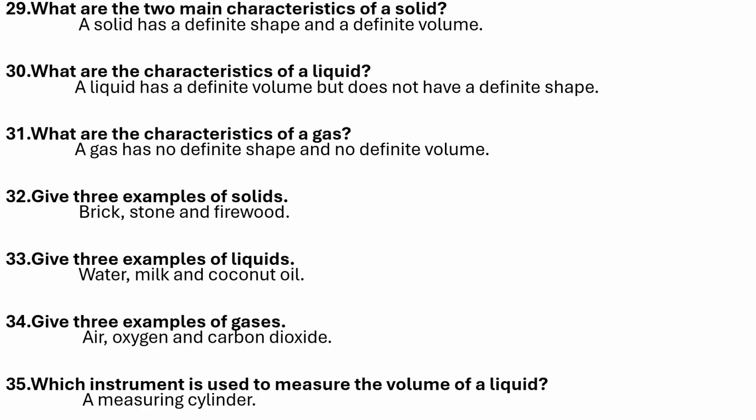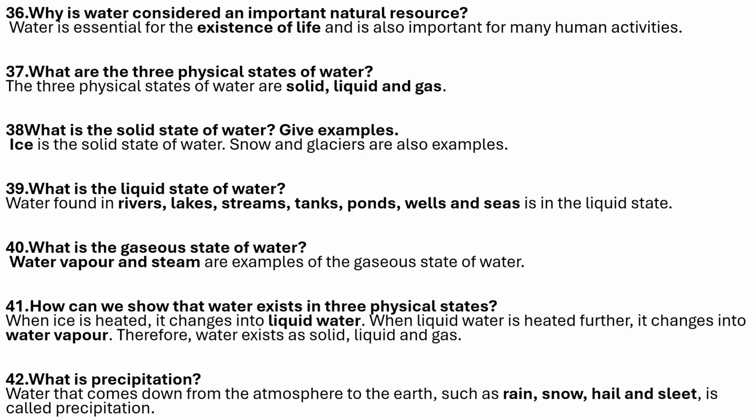Give 3 examples of solids: brick, stone, and firewood. Give 3 examples of liquids: water, milk, and coconut oil. Give 3 examples of gases: air, oxygen, and carbon dioxide. Or you could just put other gases like nitrogen and so on. Which instrument is used to measure the volume of a liquid? A measuring cylinder.